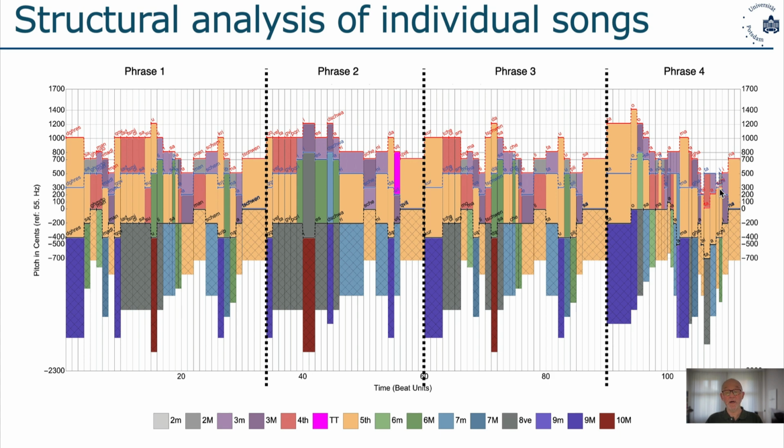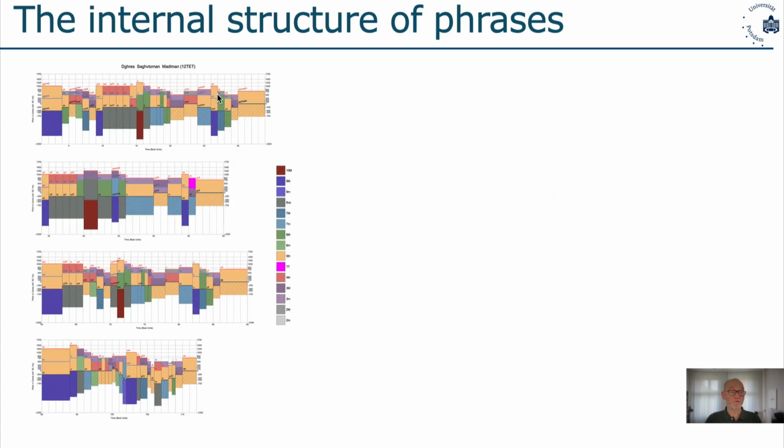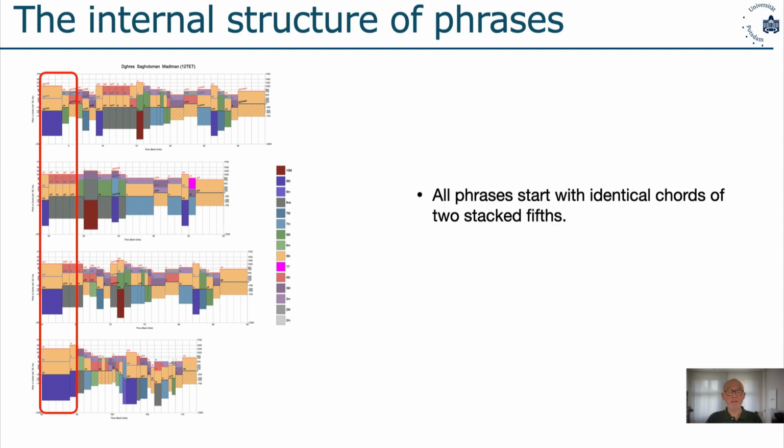So this song is organized in 4 different phrases. If we now organize the phrases vertically, it becomes very easy to compare their internal structure. What I can immediately see, for example, is that all phrases start with identical chords of 2 stacked fifths.